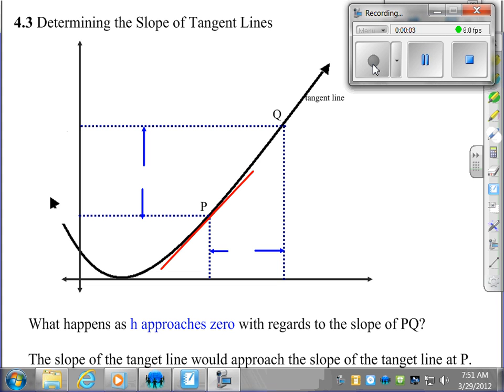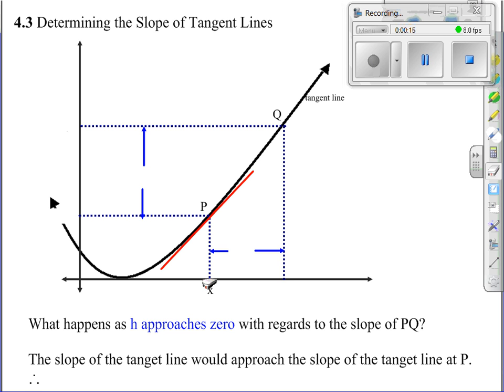Today we look at something called the slope of the tangent line, and we are going to look at the slope of the tangent line at a specific point today. And that point that we're going to talk about is point P. Point P has an x coordinate that we're going to call x, and a y coordinate. We're not going to use the term y. We're going to call it the function's value at x, which is f of x.